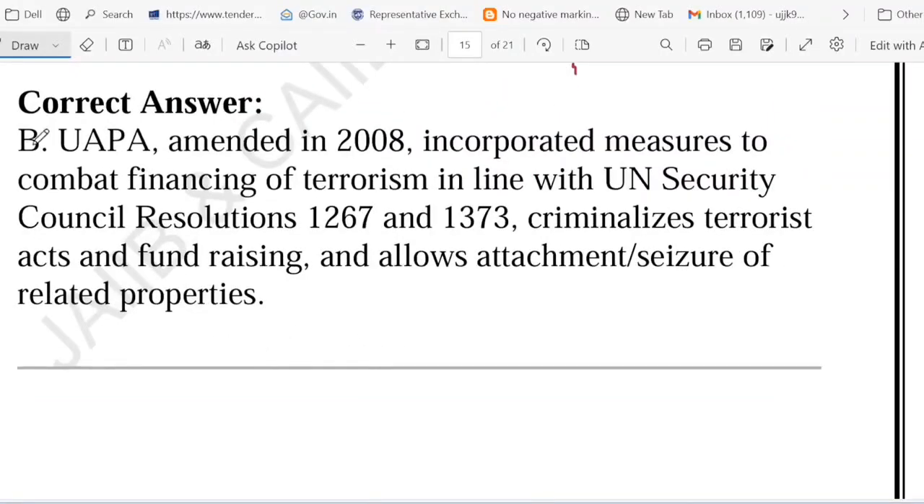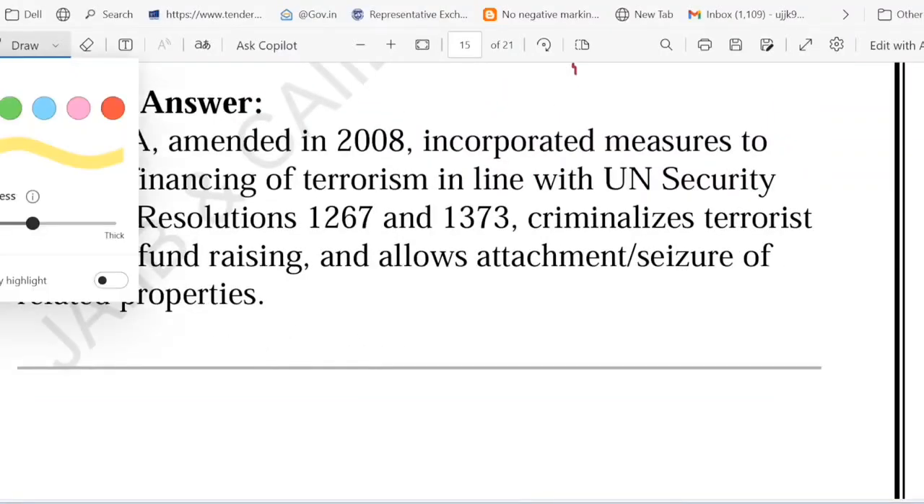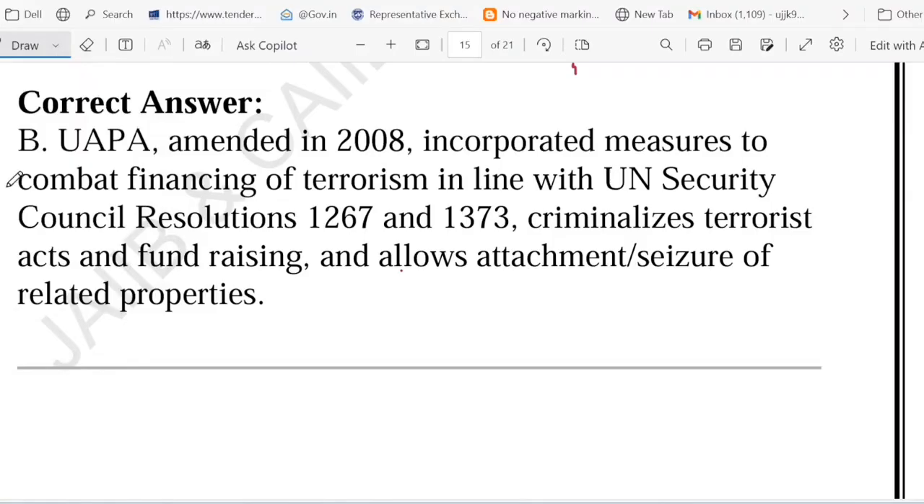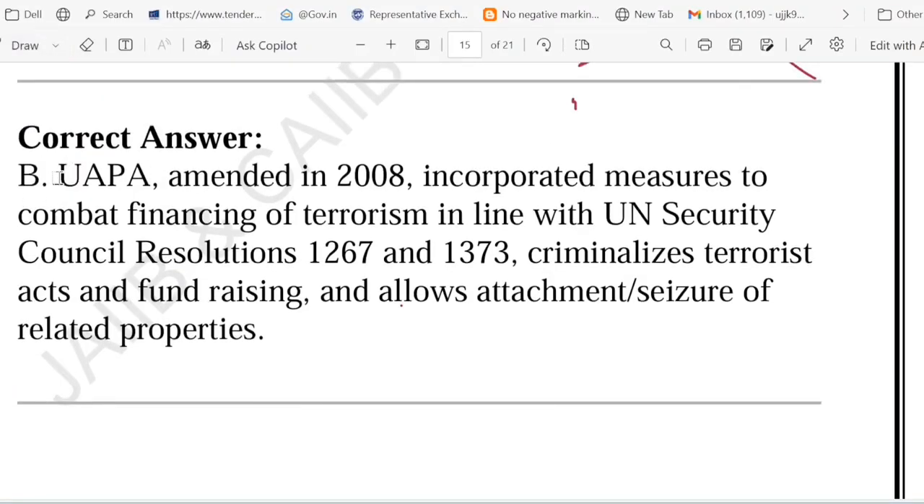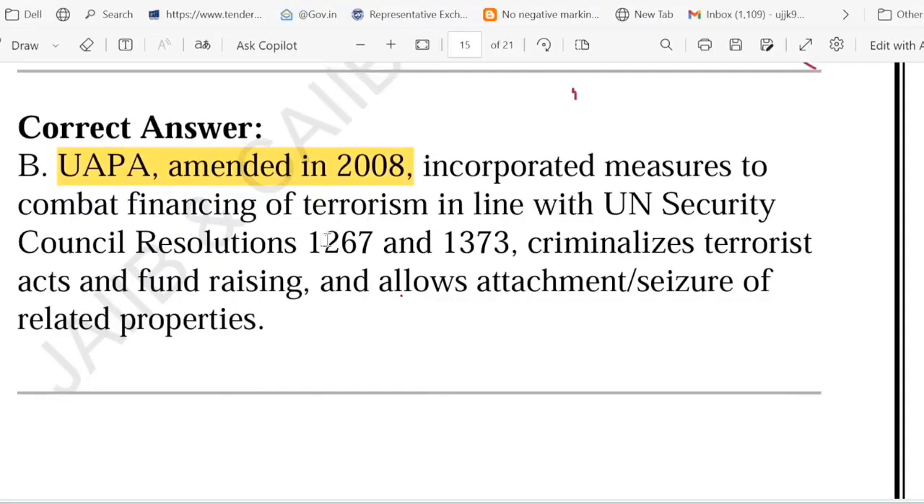So let's quickly summarize the key points. What I have told you is that UAPA is a law to curb unlawful activities and terrorism. Remember, it is a law to curb unlawful activities and terrorism. In 1967, it was originally enacted, right? The 2008 amendment included terrorism and terror financing in line with the UN resolution. In 2013, it was amended, which further strengthened the law to meet the FATF standard, right? I hope it is clear.